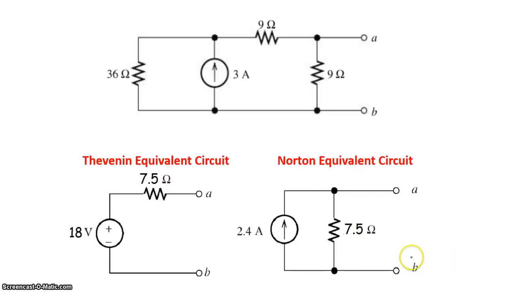So here's our Thevenin equivalent circuit with an 18 volt source, 7.5 ohms as seen from terminal AB. So if I'm looking at it this way, it can be approximated as an 18 volt source with a 7.5 ohm resistor in series, or as a Norton equivalent circuit, which basically means a 2.4 amp current source in parallel to a 7.5 ohm resistance.